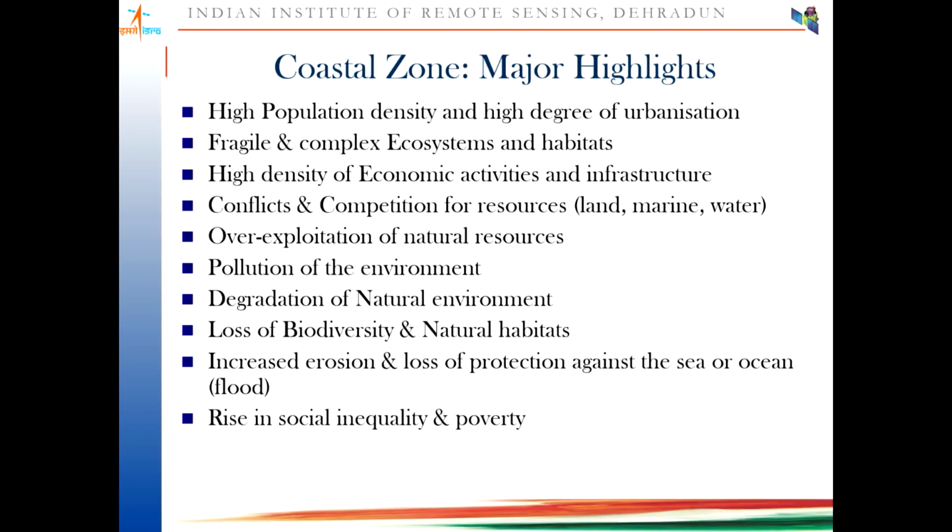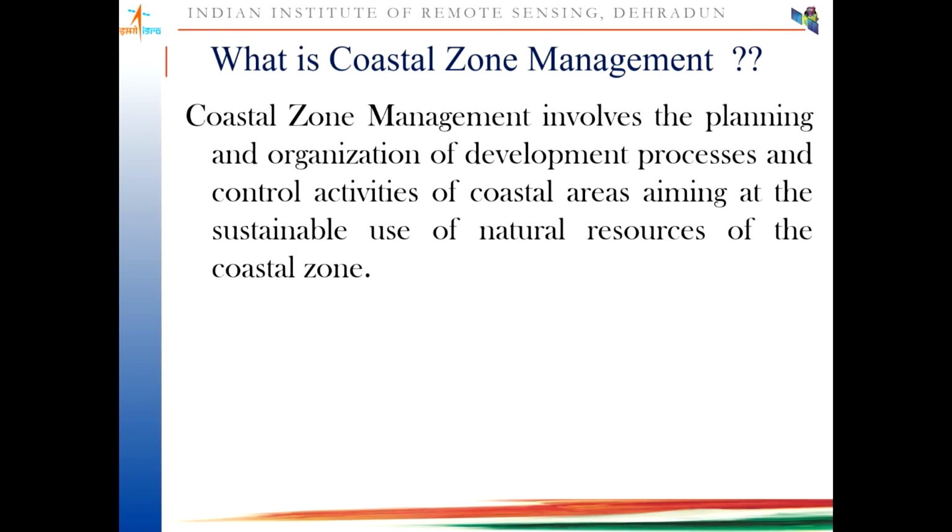Degradation of the natural environment, again by anthropogenic activities, and also definitely there are natural causes for this: loss of biodiversity and natural habitats, increased erosion and loss of protection against the sea or ocean flood. Sea level is rising because of global warming and the thermal expansion of the sea water, so it increases erosion in the coastal area. We are losing land, and definitely because of all this, from the societal point of view, there is a rise in social inequality and poverty in the coastal zone.